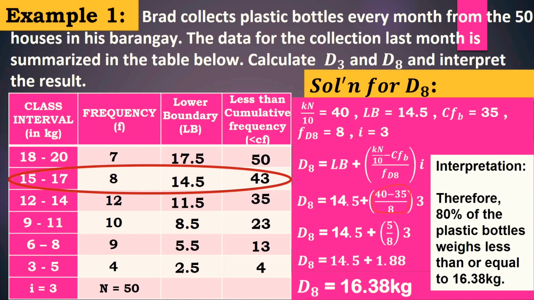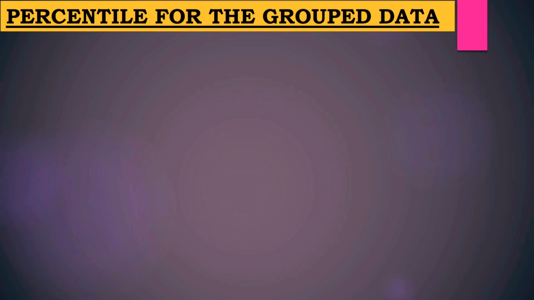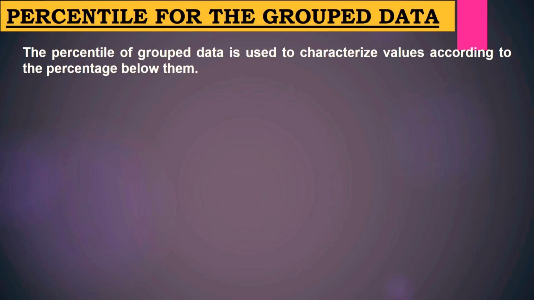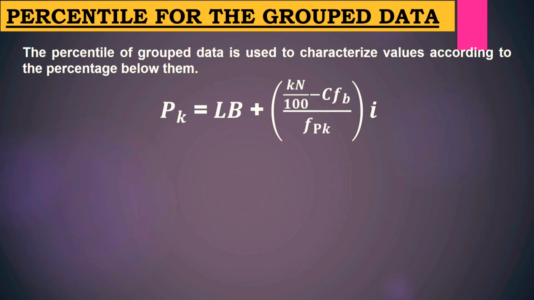16.38 kilogram. So now, let's proceed with the percentile for the group data. The percentile of group data is used to characterize values according to the percentage below them. And to solve for the percentile for group data, we will use this formula. P sub k equals LB plus the quantity Kn over 100 minus Cf sub B all over F sub P sub k times I.